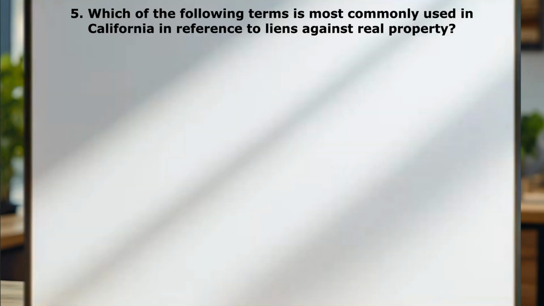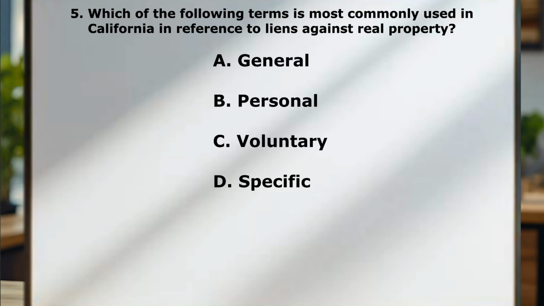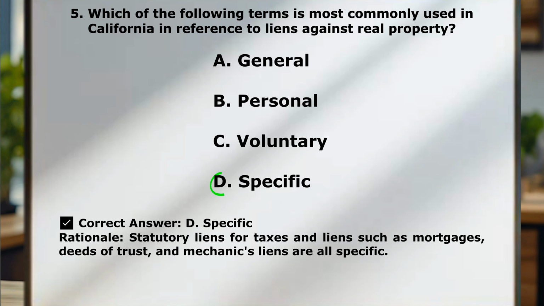Question number 5. Which of the following terms is most commonly used in California in reference to liens against real property? A, general. B, personal. C, voluntary. D, specific. Correct answer here is D, specific. So statutory liens for taxes and liens such as mortgages, deeds of trust, and mechanic liens are all specific liens. Obviously, this question is specific to California. So if you are studying in a different state, make sure to get the right set of questions for your state.